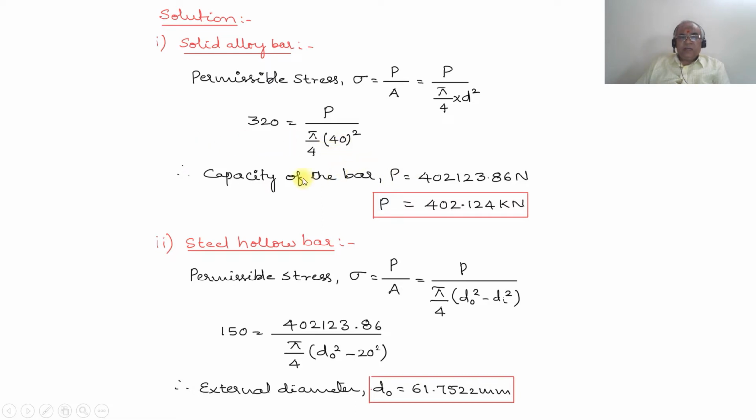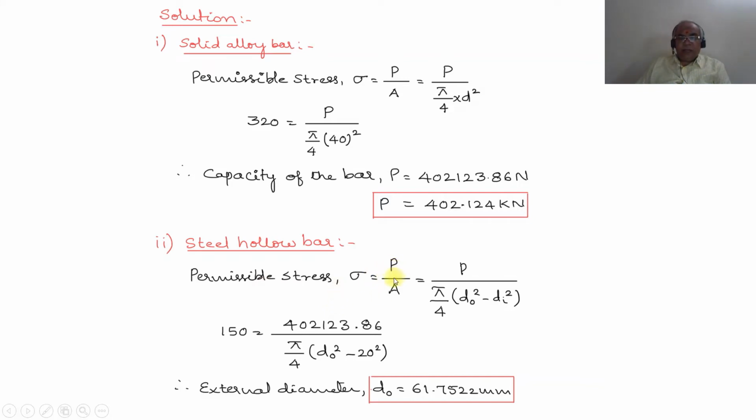So on simplification, the capacity of the bar P will be equal to 402,123.86 Newton. If you are expressing it in terms of kilonewton, it will be divided by 1000. So P will be equal to 402.123 or 402.124 kilonewton.